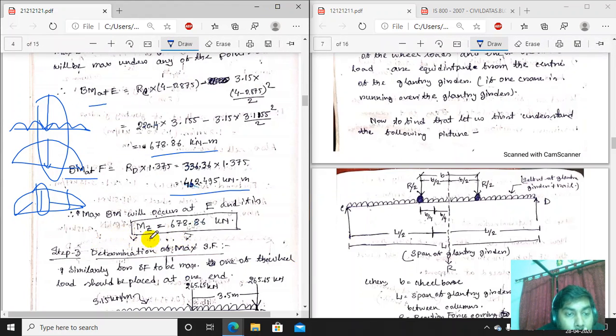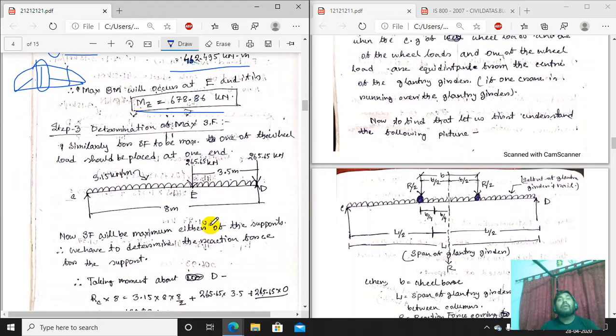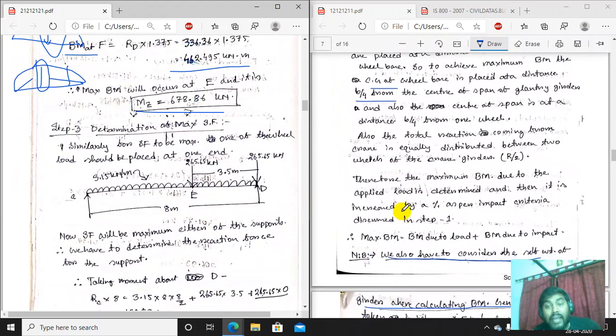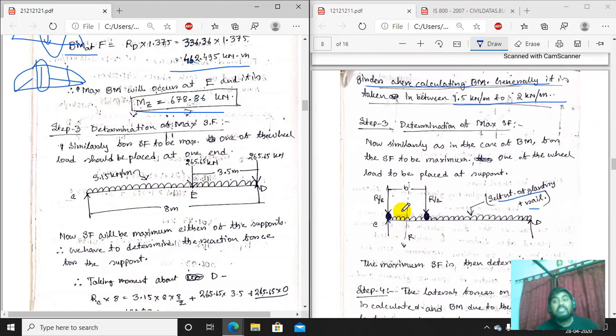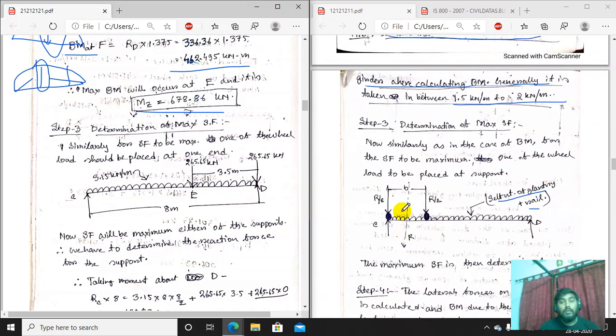So this will be the maximum bending moment. The value of the maximum bending moment is equal to 678.86. That is the maximum value of the bending moment Mz. We have calculated that with the concept. Now coming to step number 3, that is the determination of the maximum shear force.